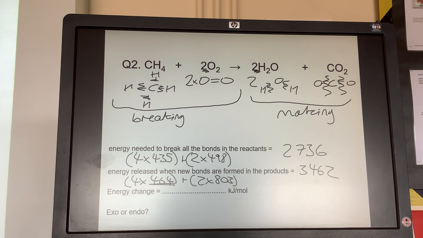We do broken minus made, get a value again of minus 726. So once again, it's exothermic. Pause the video and have a look at that.